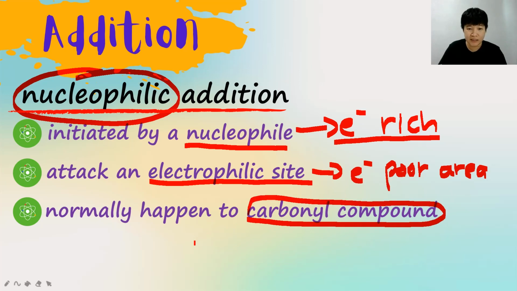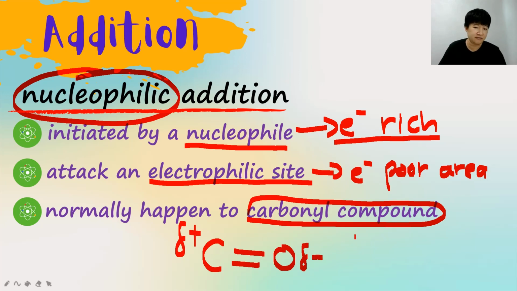Why will it normally happen to carbonyl compounds? Because a carbonyl compound has a C double bond O, where the carbon will be partially positive and the oxygen will be partially negative. And this partially positive carbon will be your electrophilic site. Alright? And the nucleophile will attack this electron-poor area.